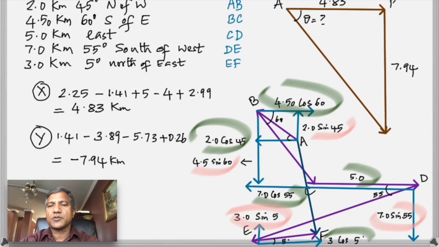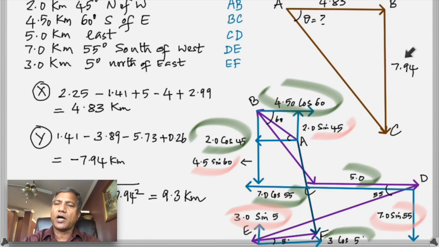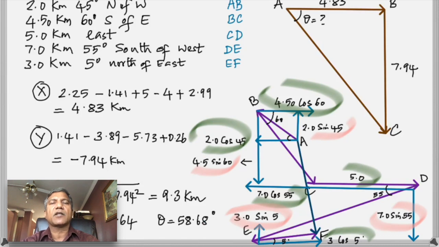Now, to find the total displacement, you use the Pythagorean theorem. Take the square root of the sum of the squares, and you calculate that to be 9.3 kilometers. And then to find the angle, tan theta, you go opposite side by adjacent side. So 7.94 by 4.83. Clearly, I'm not using the negative. You need not. You get 1.64. And when you take the inverse of that, you are going to get the angle as 58.68 degrees.